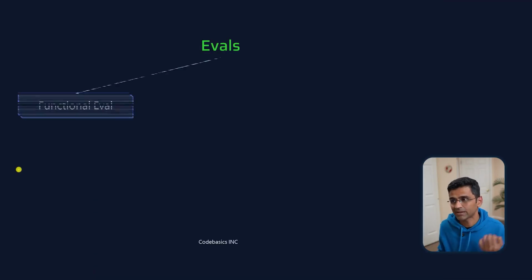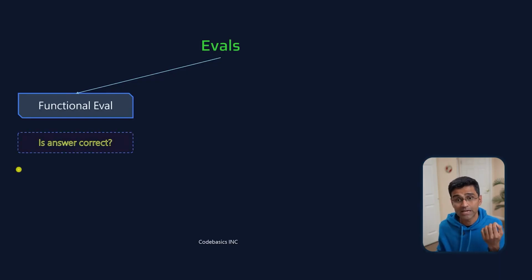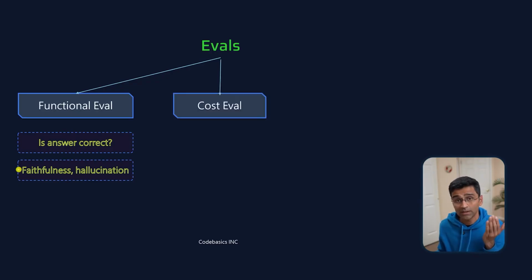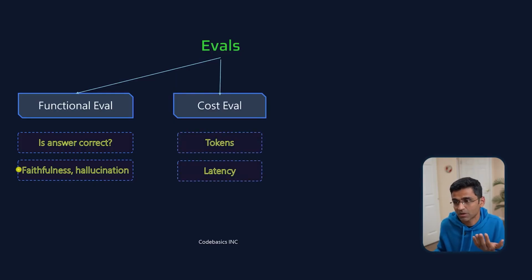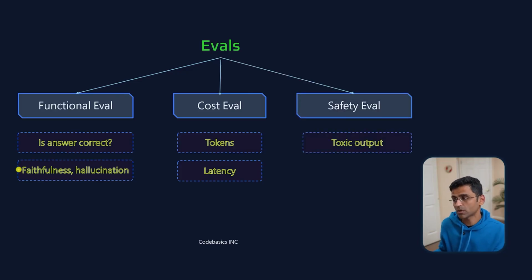And there are three categories of evaluation. First one is functional evaluation, which means, is the answer correct? Is there faithfulness? Is it not hallucinating? And so on. Then there is cost evaluation, because your bill for your tokens can go through the roof. So you have to make sure your token usage is optimized and latency is meeting your expectations. And there is safety eval, where you are checking for toxic output, PII leaks, jailbreaks, and so on.